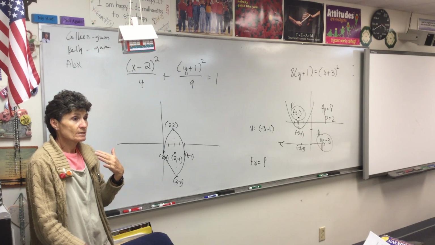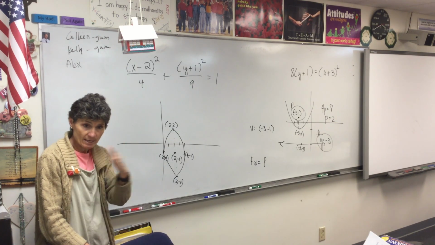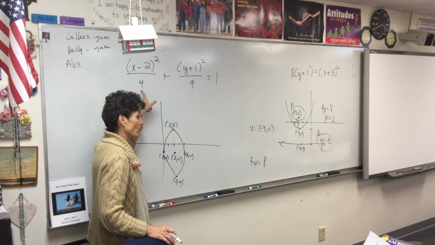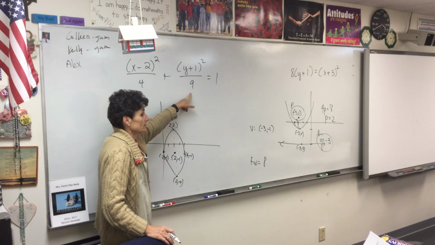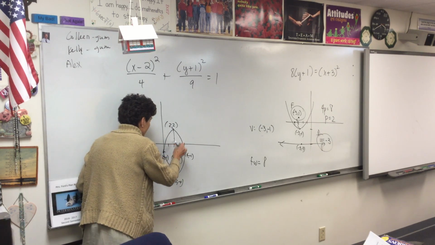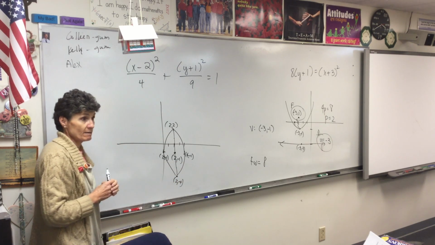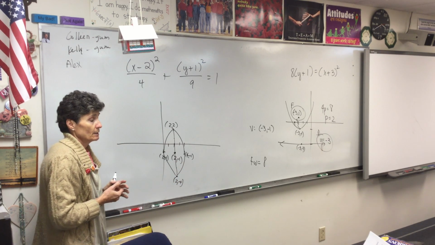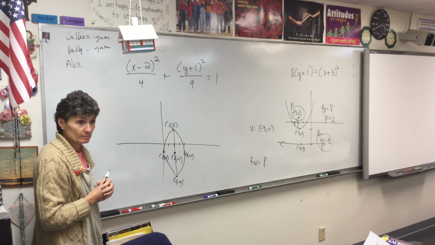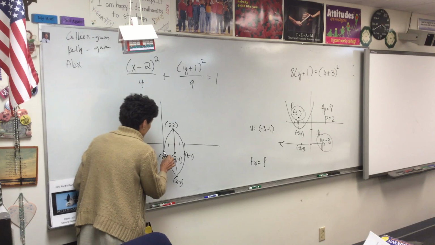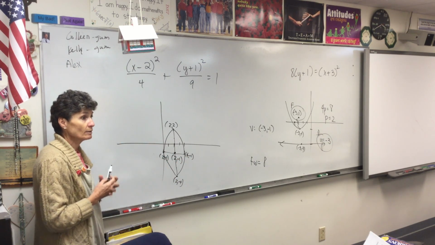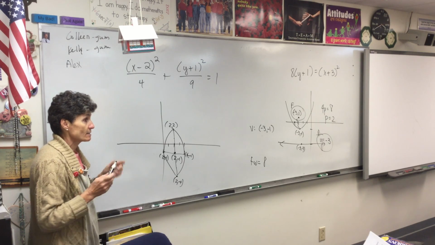So how did I get the vertices? By simply counting sideways and up and down. This number tells me sideways. Square root of 4 is 2. Up and down 3. This would be the major axis, right? It's the long one. It's 6 units long because I went up and down 3. This one is the minor axis. It's 4 units long because I went sideways 2.